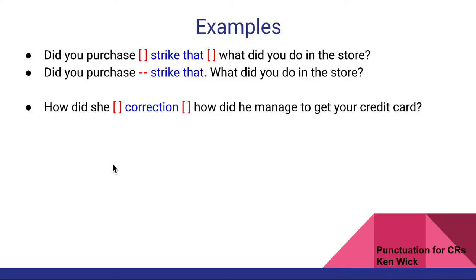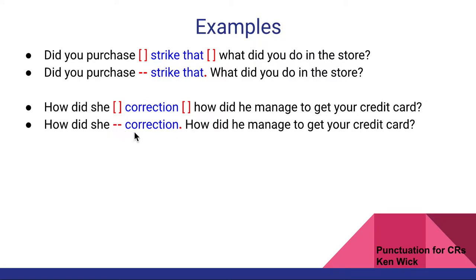What about the next example? How did she, correction, how did he manage to get your credit card? Once again, we put a dash in front of correction because it is a mid-sentence interruption. Then we put a period after, and then how did he manage to get your credit card? Because this is basically a new sentence. You can almost see this as a false start. Both of these are what I call false start examples. Did you purchase, strike that? It's a false start, then they start over, so we just start a new sentence. Both of these examples concern that. And I would say in most of the cases that I see people using strike that or correction, this would be the case. It's sort of a false start.